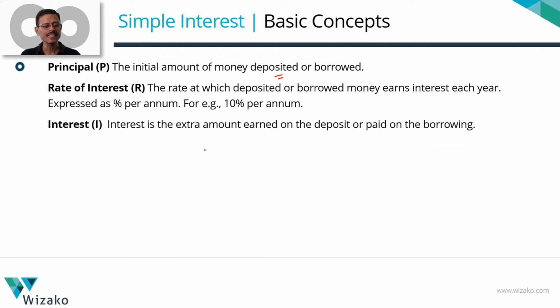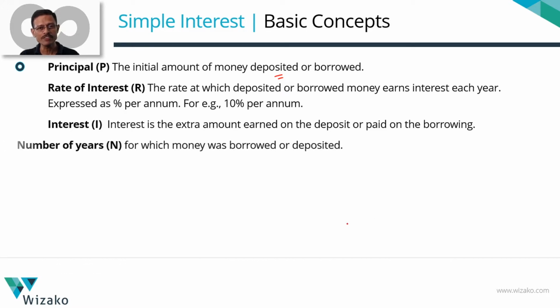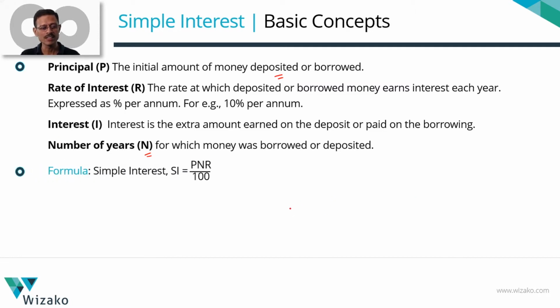Next is interest. Interest is the extra amount that you earn on the deposit or you pay on the borrowing. Number of years for which you borrowed or deposited money is N. It's expressed as the number of years. Using all of these terms, we'll be able to find out the simple interest. Simple interest is equal to PNR divided by 100. This is the only formula that you need to know as far as this topic goes.